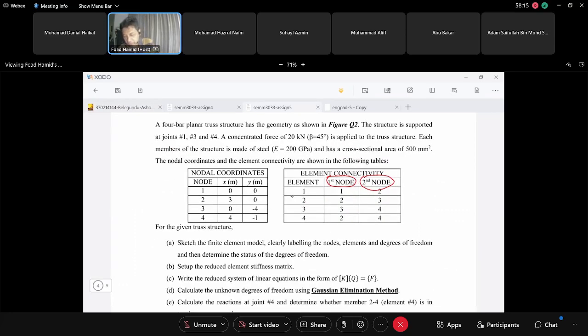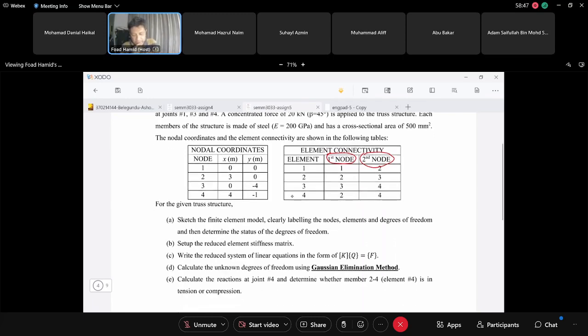So that is why we need to have this element connectivity table. It is not just for the global stiffness matrix. The most important thing, this is for your angle theta, for each element. There are 4 elements, so you have 4 thetas, one for each element, yeah? So be very careful with this. Students always make mistakes here. So remember this, okay?